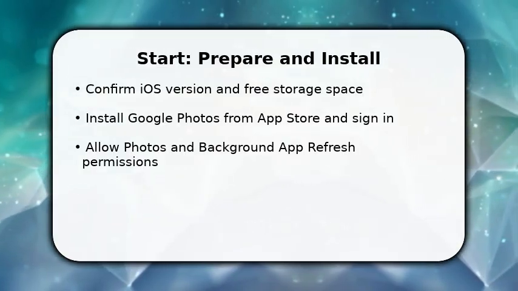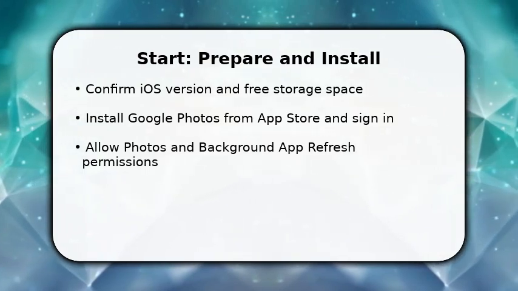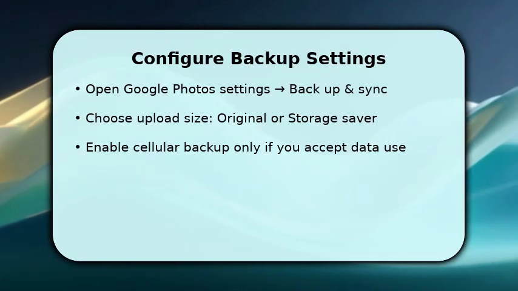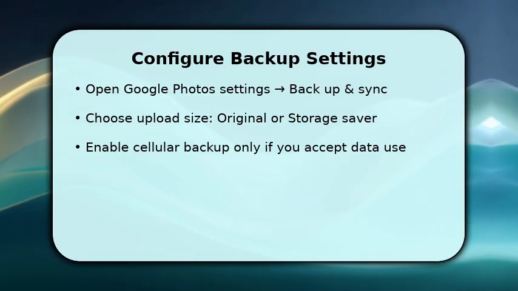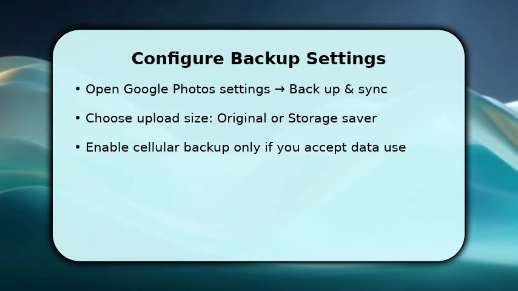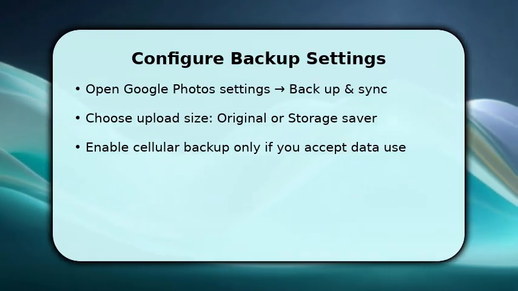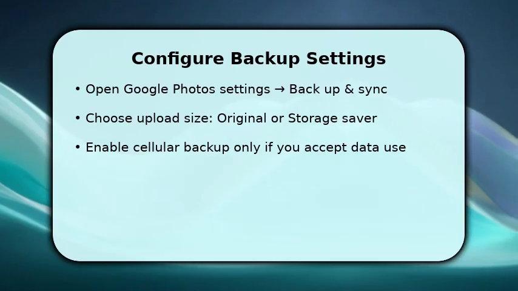Now configure the backup engine. Tap your profile picture, go to Photos settings and select Backup and Sync. Choose your upload size. Original keeps full quality and uses drive storage. Storage Saver reduces size to save quota. Then pick which folders and camera roll items to include and decide whether to back up over cellular. Turn this on only if you have a generous data plan. Finally, confirm your account and watch the initial scan start.